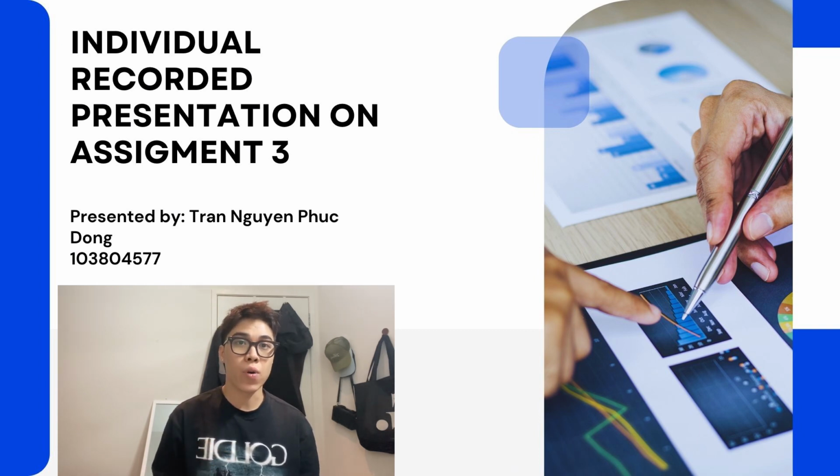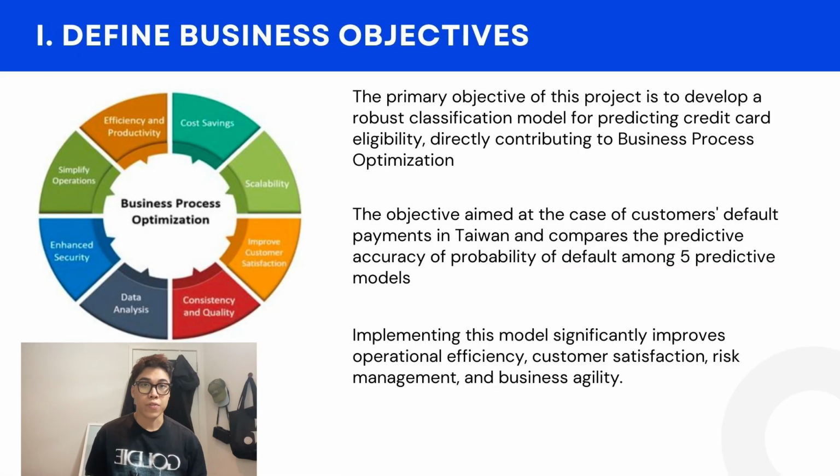And in this video, I'm going to cover all the work that we have done in our assignment 3, with all 6 major sections also included in the video. So let's get to the first section, which is to define business objectives.